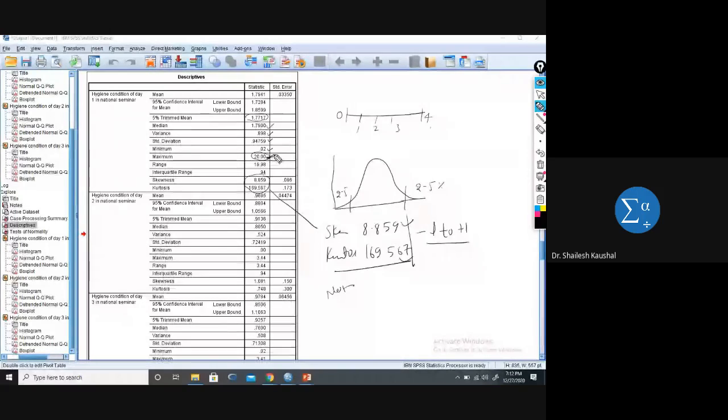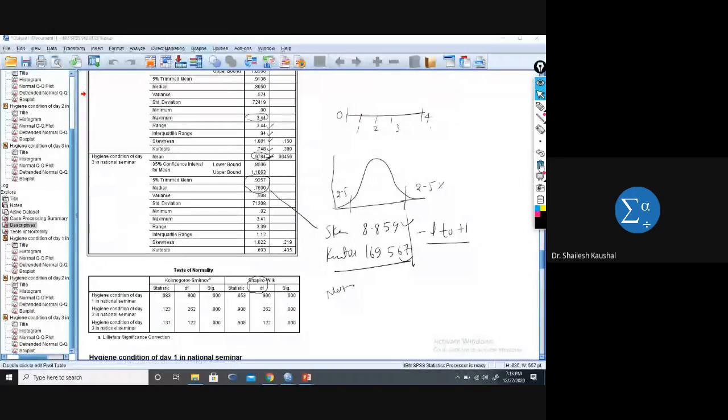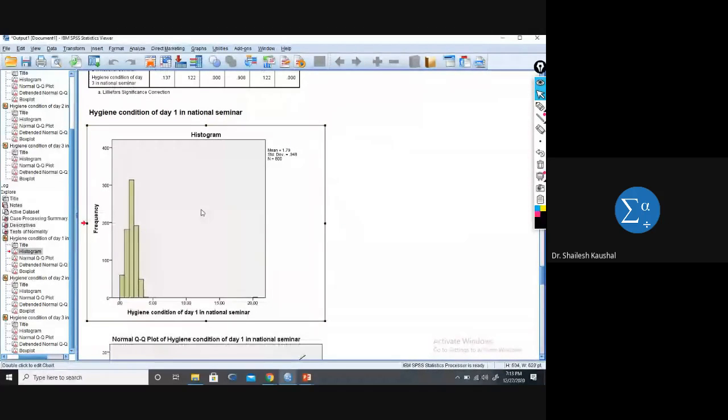This is only one outlier out of the 800. And day two, there is no outlier, but it is again outside the range because it is 1.081, so it is not normal. And the day three data, we see 1.022, it is not normal. So we need to find the outlier. Through a histogram we cannot find the outlier.